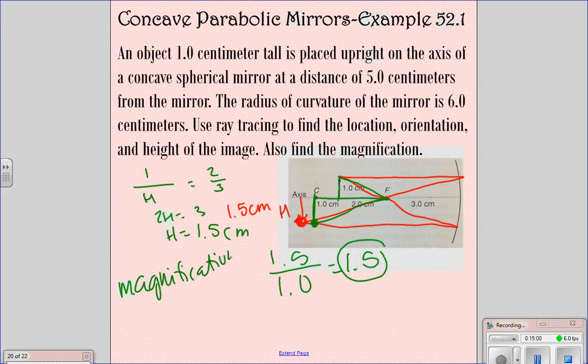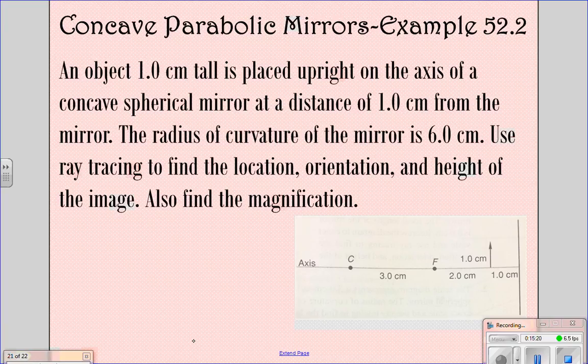So magnification, to find that, you do the height of the image over the height of the object. Okay. Looking at the next example, we have a 1 centimeter tall object placed upright on the axis of a concave spherical mirror at a distance of 1 centimeter from the mirror. The radius of curvature of the mirror is 6 centimeters. Use ray tracing to find the location, orientation, and height of the image, and also find the magnification.